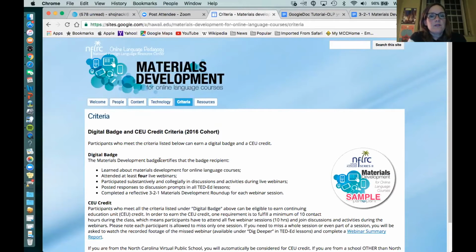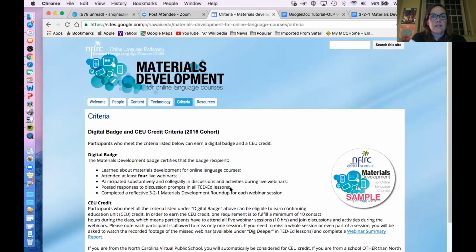These are the criteria here for the digital badge. You attended at least 4 live webinars, and we have a log of who has attended. You participated in the discussions and activities during those webinars, which we also have a record of. And then you posted responses to the discussion prompts in all the TED Ed lessons. So those are all things that are logged and archived, and we can go back and look at.